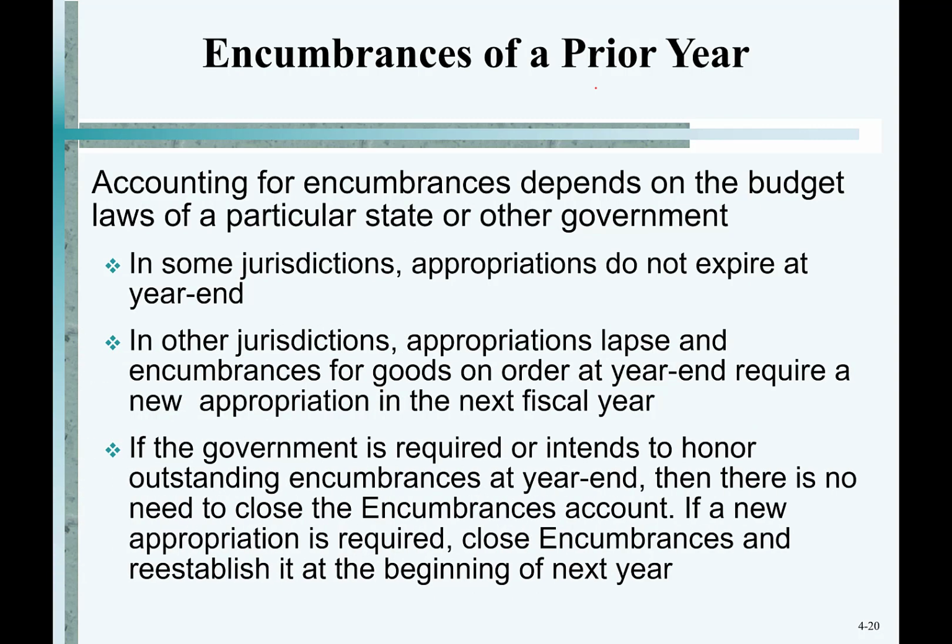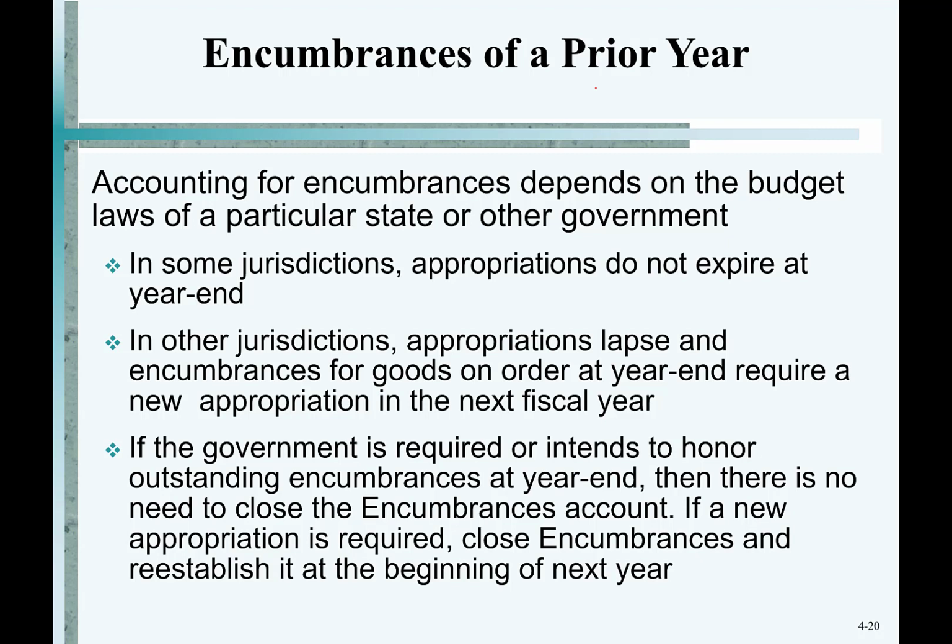Let's go ahead then and take a look at what happens if we have an encumbrance that is still outstanding at the end of the year. Can it happen? We order stuff in December of 2019 and the stuff still isn't here at the end of December. We still have to close the encumbrance.